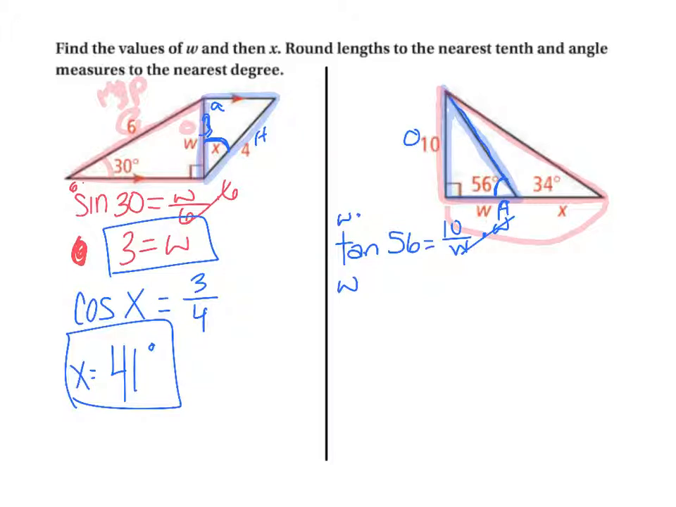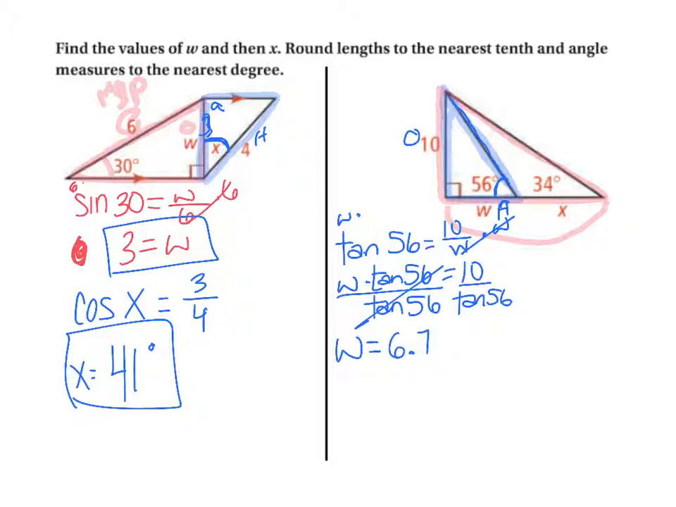This is the one that takes a little bit more work. W times the tangent of 56 equals 10. Come back and divide by the tangent of 56. And type that in your calculator to find W. I get 6.7. What are we rounded to? Nearest tenth. Okay, that's good. 6.7.